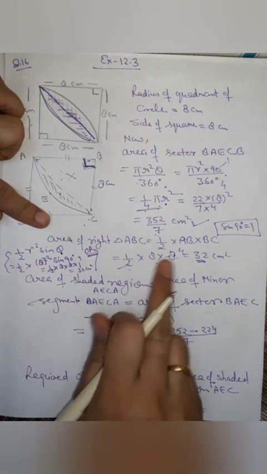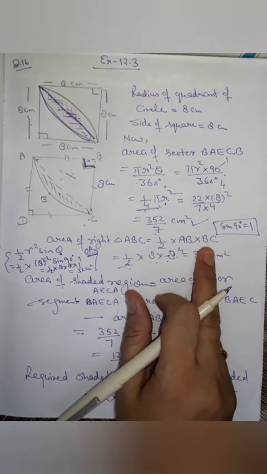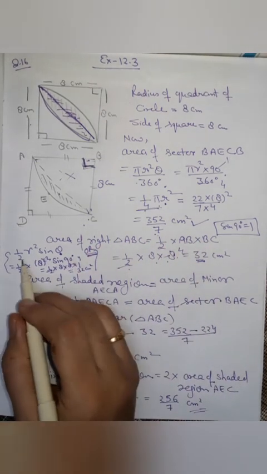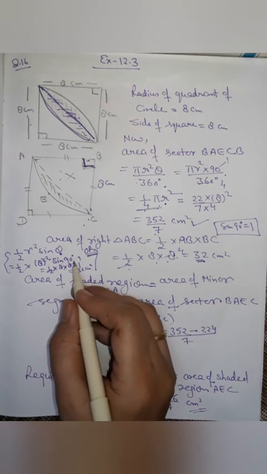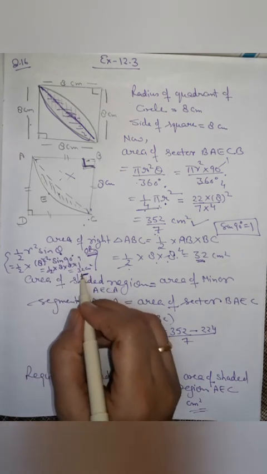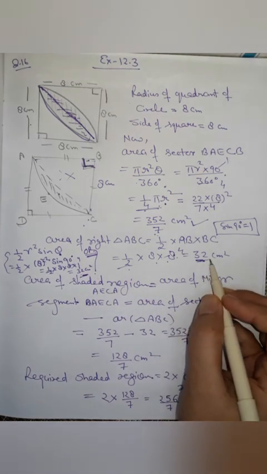This means both ways are correct. Either you can find the area of a right angle triangle by half base multiplied by height, or by the general formula 1/2 r square sine theta. With sine 90, here also we are getting 32 centimeter square. This is also 32 centimeter square.